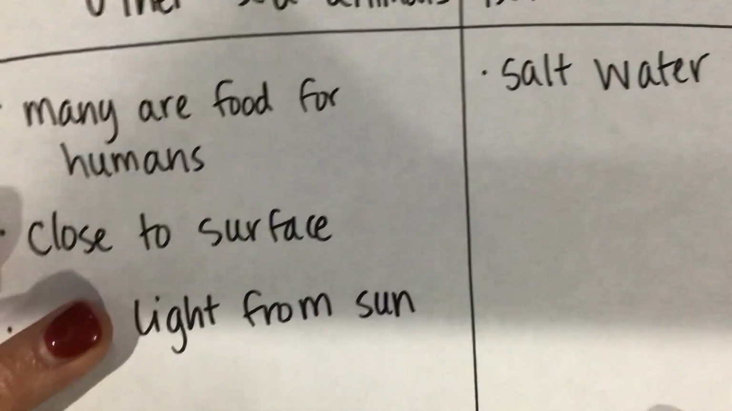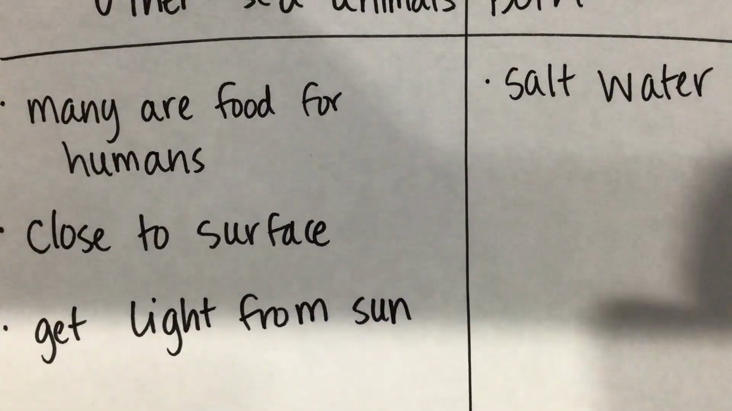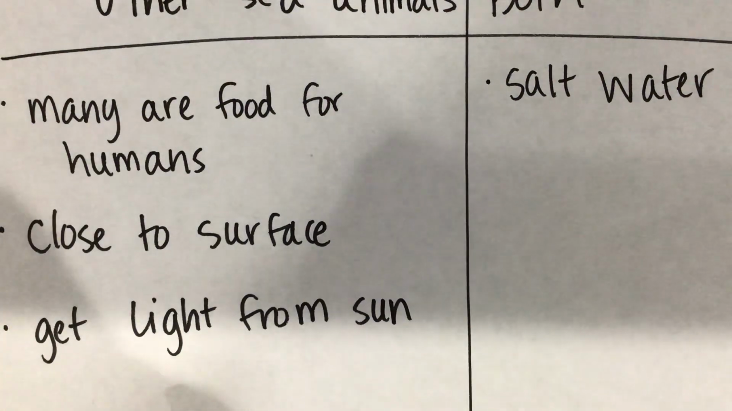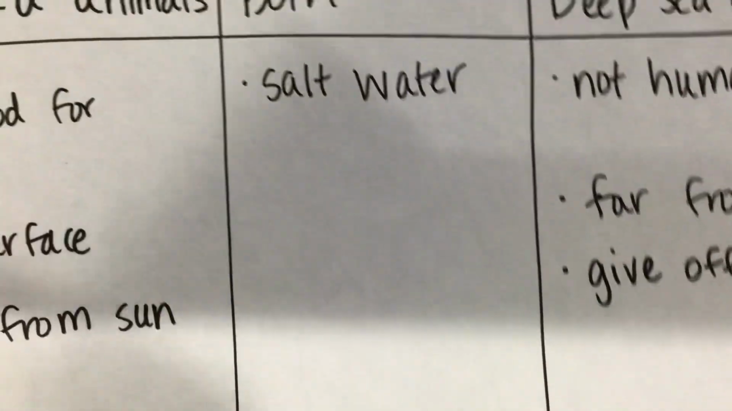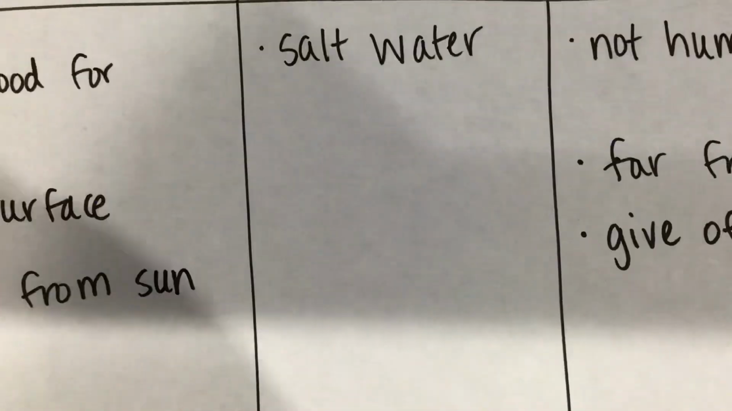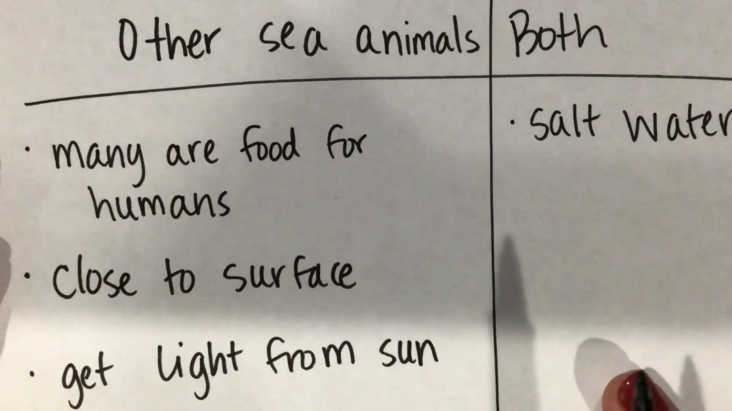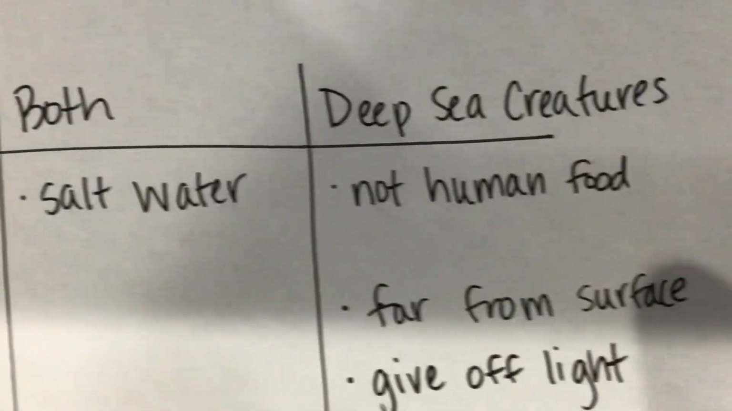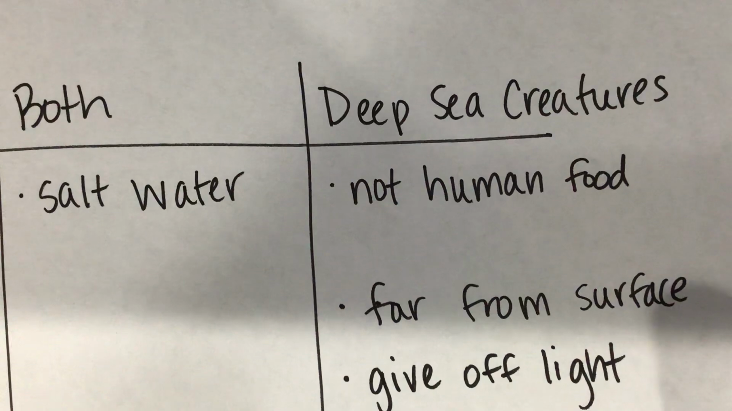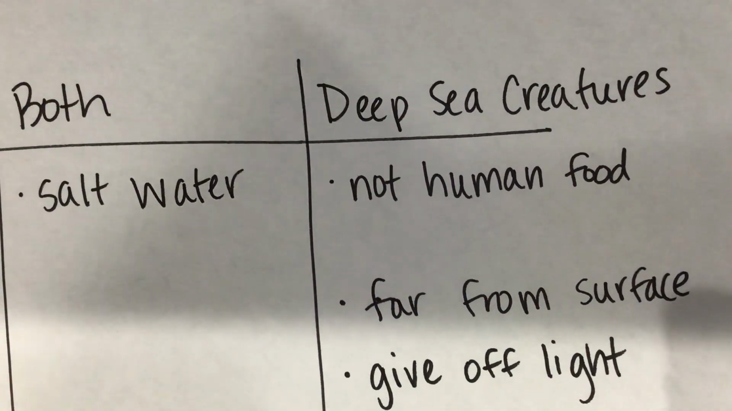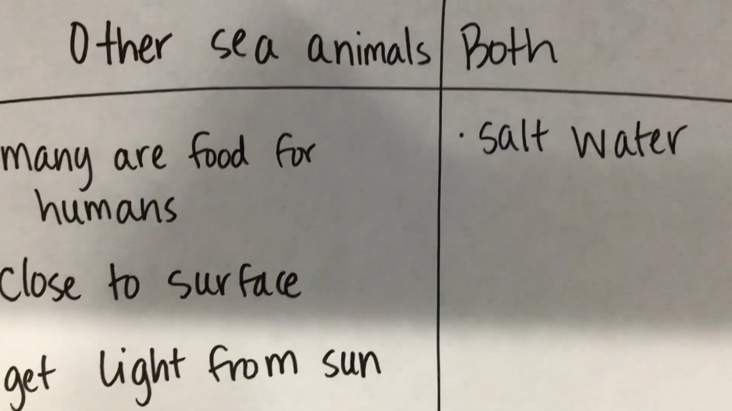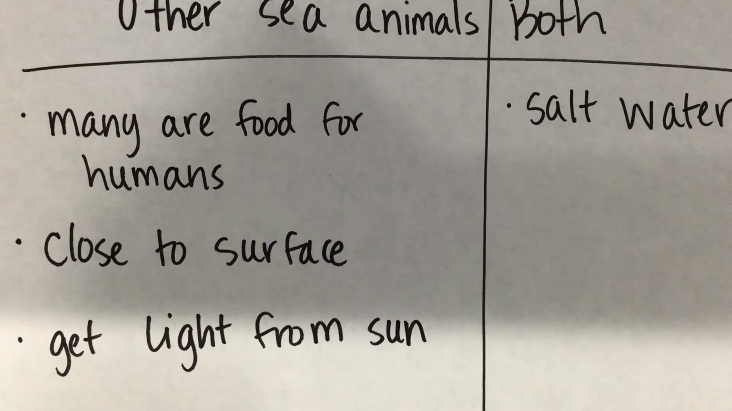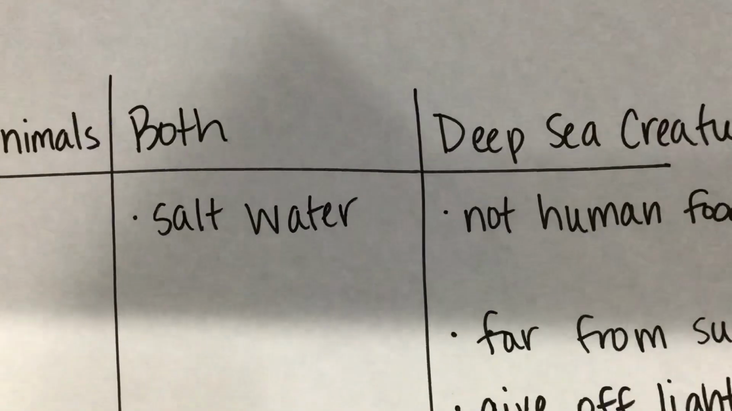Why don't you see if you can come up with another way that the other sea animals and deep sea creatures are different, and another way that they're the same. Copy down what we have here and add one more thing in each column. You can go back to your book, pages 21 and 22, and see if you can come up with one more way that they are the same and one more way that they are different.